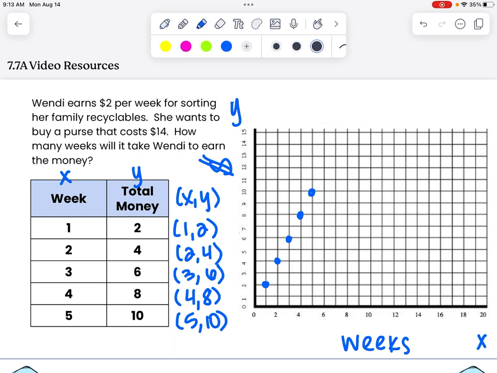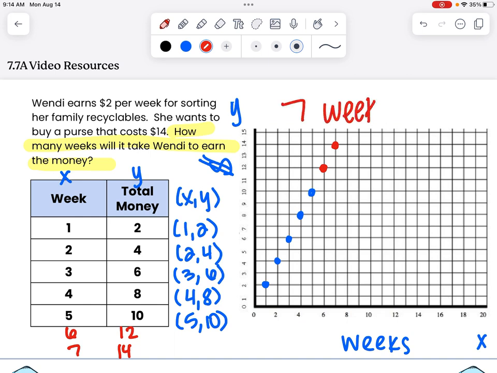But we want to know how many weeks it will take Wendy to earn the money. And there's a couple ways that we can do that. I can use my graph and continue the pattern until I get to 14. So if I continue the pattern, this puts me at 6, 12. And I would go up and over 1 more time, and that would put me at 7, 14. So it would take 7 weeks for her to earn the $14 that she wants.